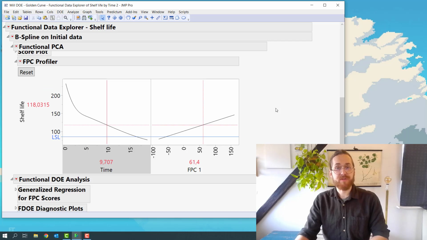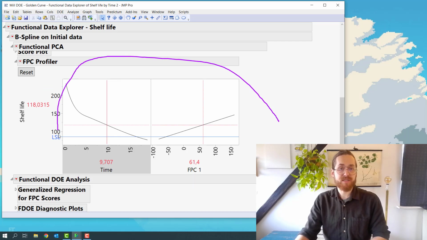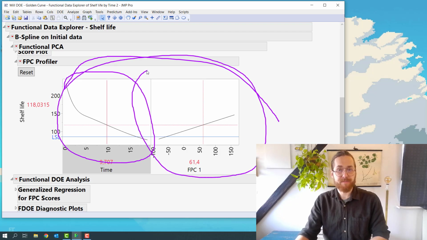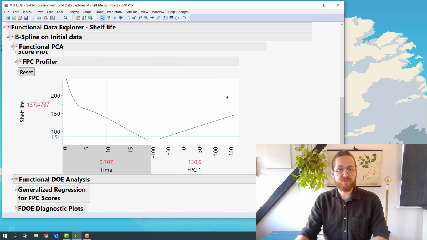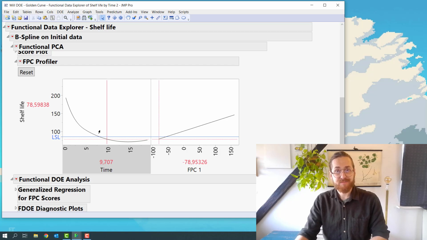Showing the same thing but with a different visual, we can see here that this is the expected curve and this is FPC1. So if I set FPC1 to a high amount, I get the curve that I want, the long shelf life. And when I have FPC1 at a low setting, I'm getting quickly out of spec and I have a low shelf life, which is what I'm trying not to get. But I can't really go into the production and say, well, can you please set FPC1 to minus 78.95? They would probably ask, did the kids keep you up all night again? Because that really doesn't make any sense.